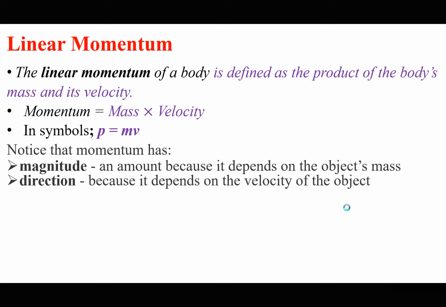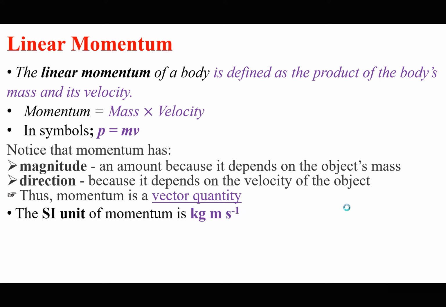But the direction of momentum depends on the direction of the velocity. In other words, the momentum of a body is in the same direction as the velocity or as the resultant velocity of the body. So momentum is a vector quantity as you described in IGCSE. Then the SI units of momentum, you mentioned them to be kilogram meters per second, because mass is measured in kilograms and velocity is measured in meters per second. So the unit of momentum is kilogram meter per second.